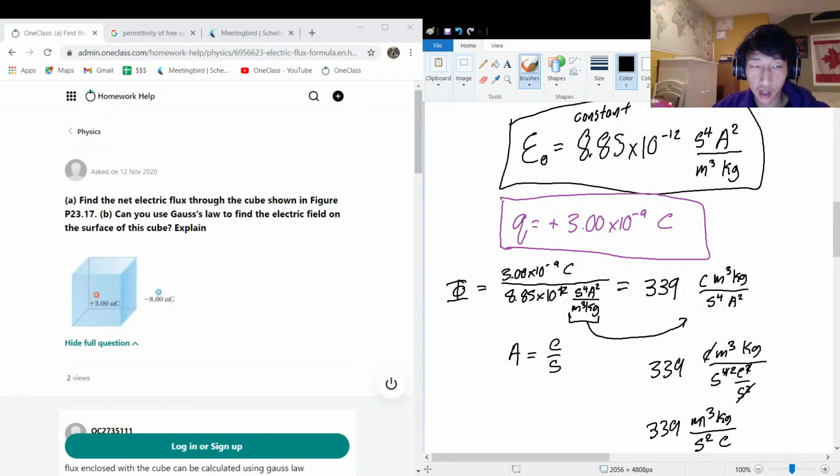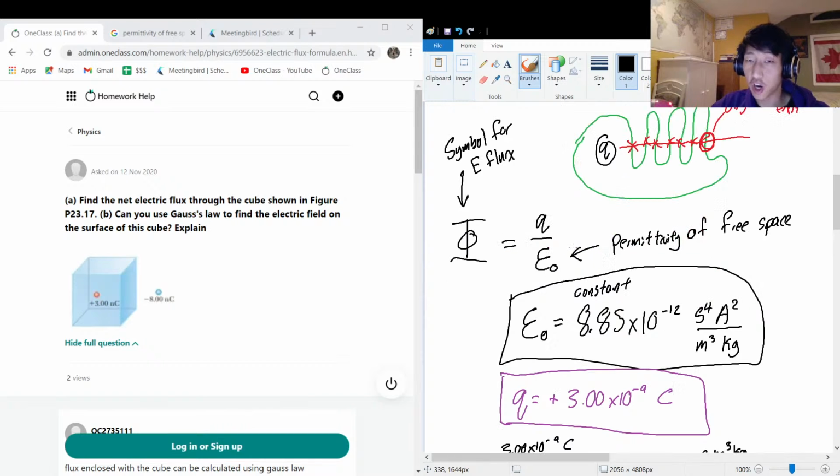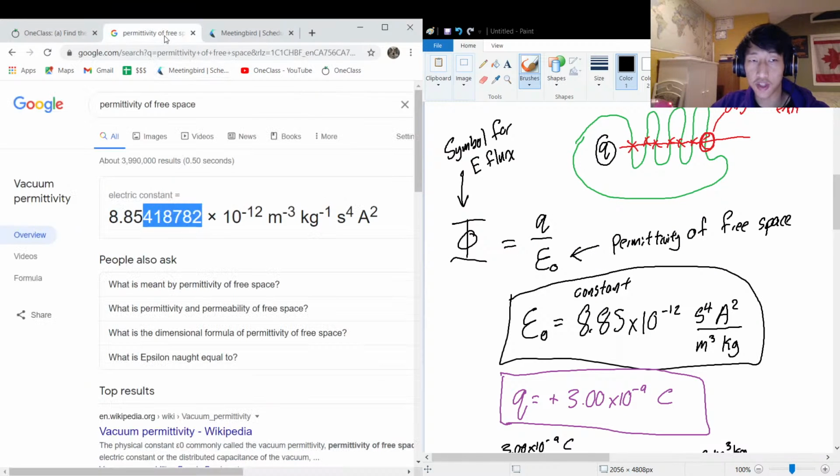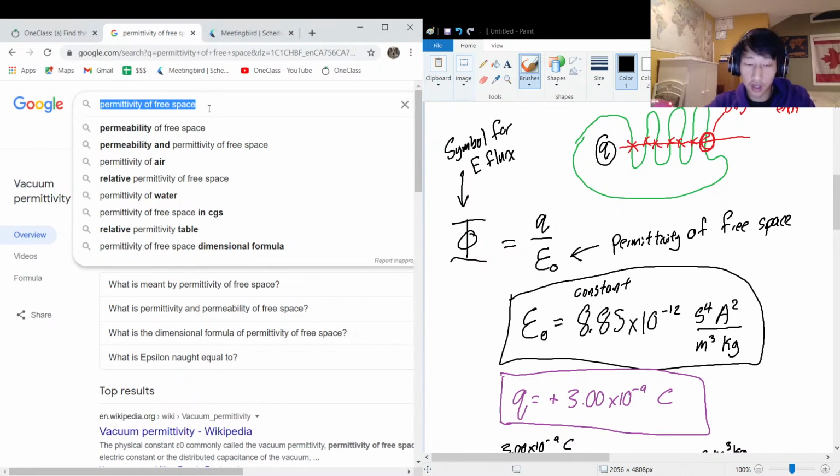And this was all calculated with Gauss's law. Now, Gauss's law, if we know the flux, just by knowing the charges inside, let's actually search up the equation for Gauss's law.